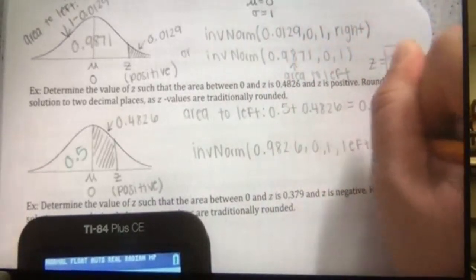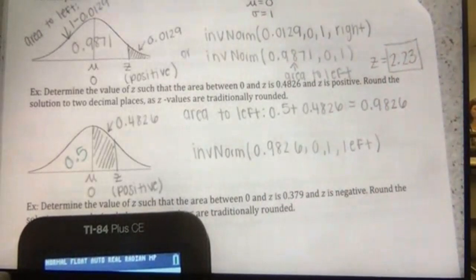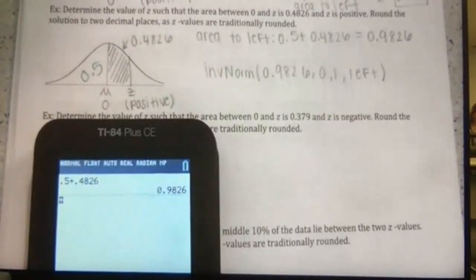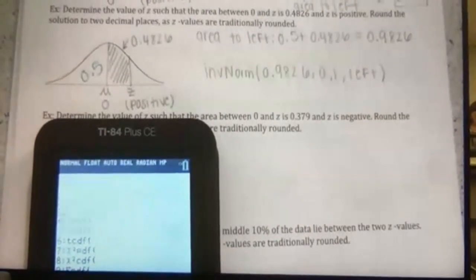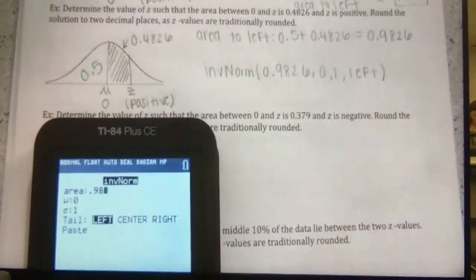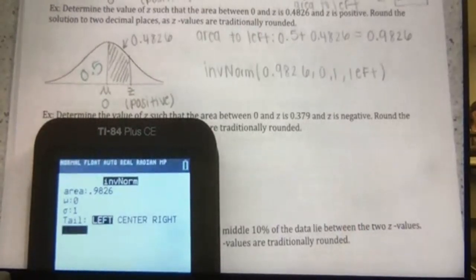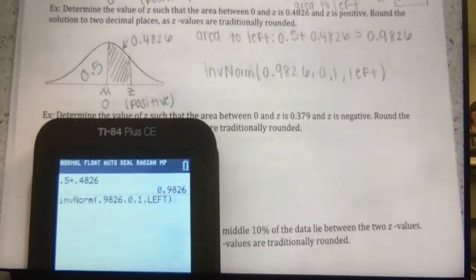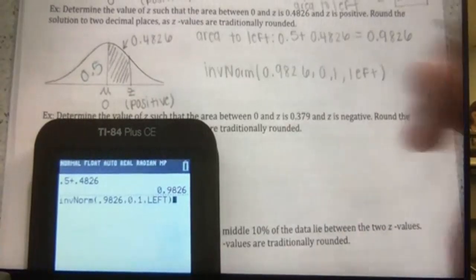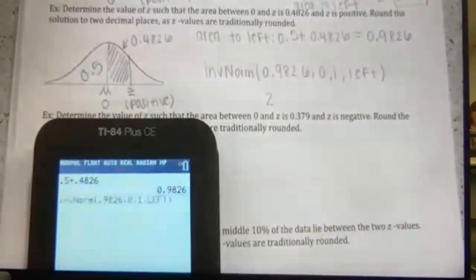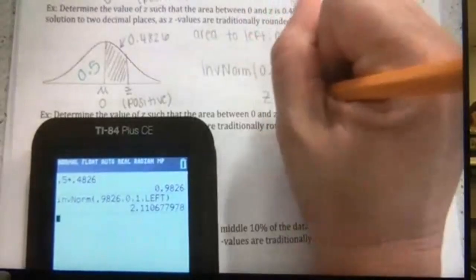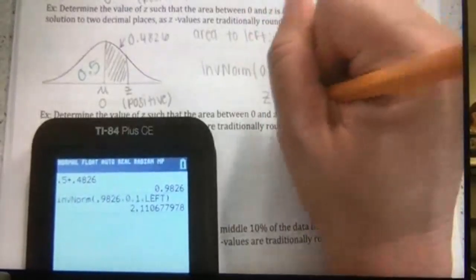By the way, that center is if it's centered with a positive and a negative z value. And it kind of is weird. So to be 1000% honest, I never use the center option. So second bar's inverse norm. Area to the left is 0.9826. Mean is 0, standard deviation 1, and our area is to the left. And this would tell us our z value is 2.110, so 2.11.